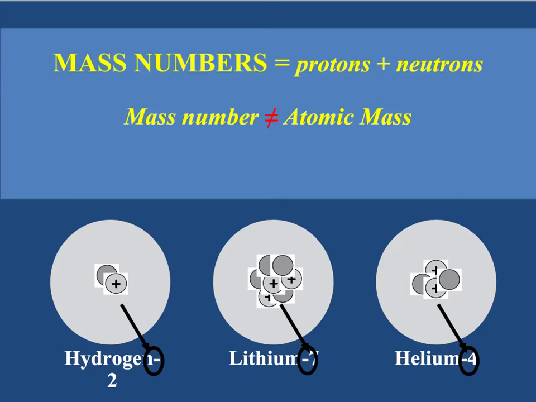If we look at this lithium, it has 7 things in its nucleus. 1, 2, 3, 4, 5, 6, 7. So that's how we come up with a mass number of 7. Helium has 4 things in its nucleus. 1, 2, 3, 4. That's how we come up with the number 4. So you're literally just adding the protons and the neutrons to find your mass number.